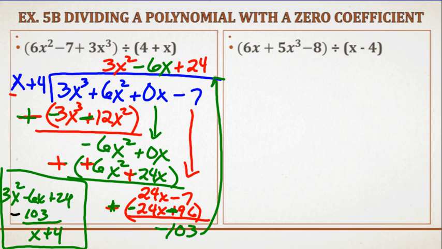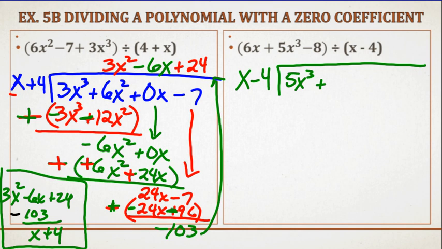For this one, I'm not going to solve it, but I'll help you set it up for you. So it'd be x minus 4 divided by 5x cubed plus, I don't have any x squared, so 0x squared plus 6x minus 8. Solve it from there.